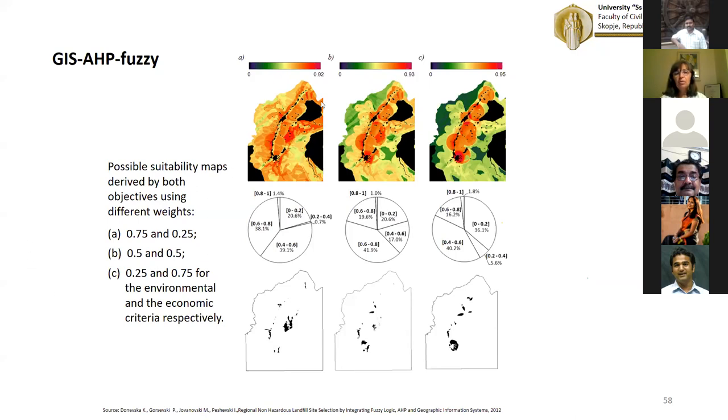The red areas represent the values of the fuzzy numbers near to one, which means that these areas are more favorable for landfill siting. In the first scenario, it can be clearly seen that the red areas are located on higher elevations, which means that they are protecting the lowland that is vulnerable. The groundwater is vulnerable because it is a highly permeable aquifer.